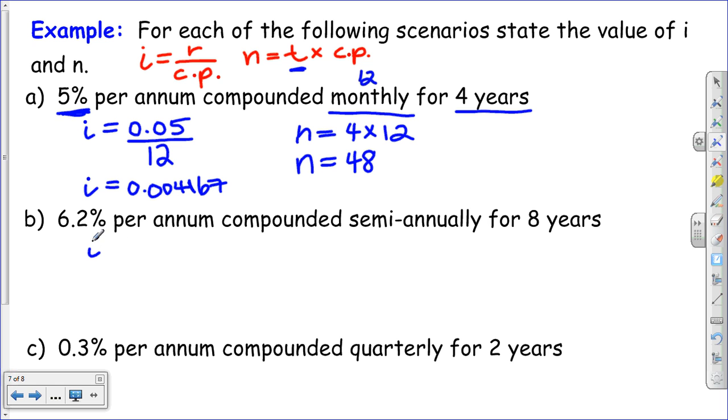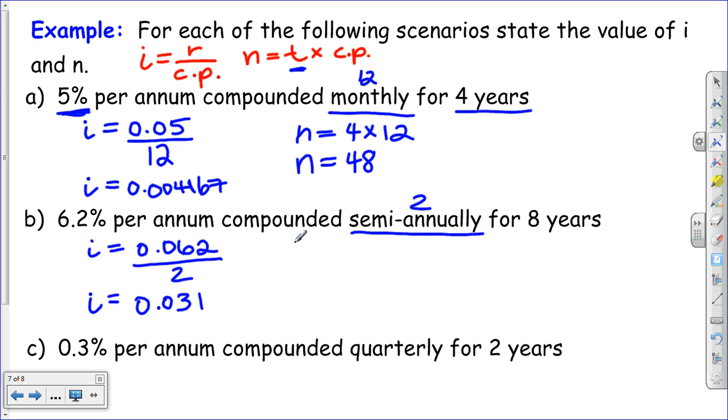Okay, the next one, 6.2% as a decimal is 0.062. The compounding period is semi-annually, which means twice a year. So you're dividing by 2. And if you calculate that, it's just 0.031. N is going to be the number of years, which is 8, multiplied by the compounding period, which is 2. So N here is just 16.